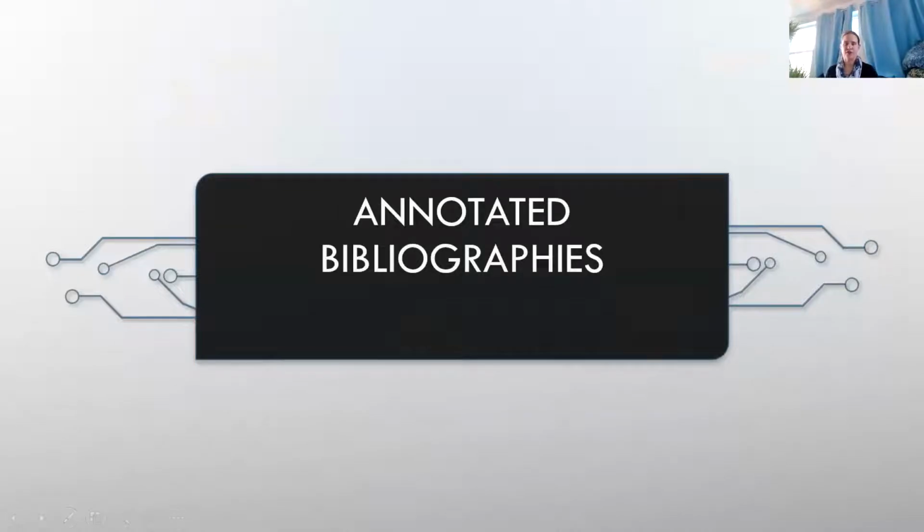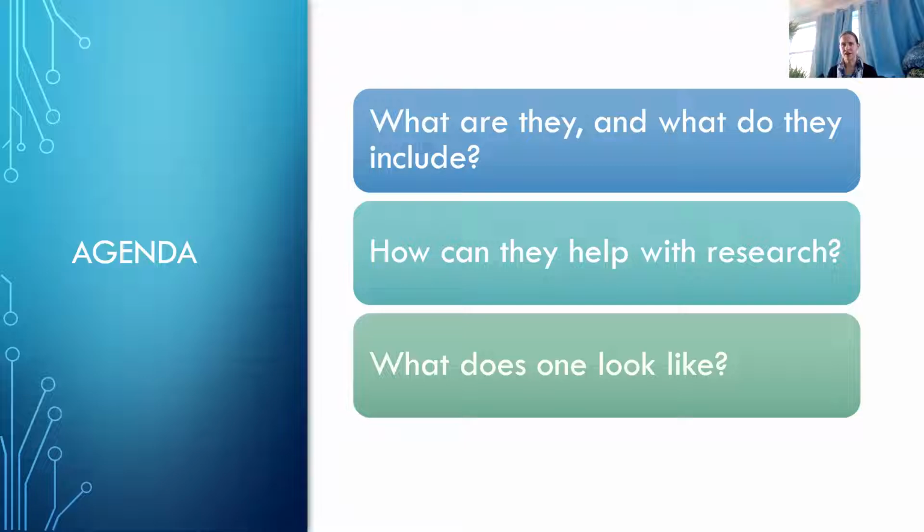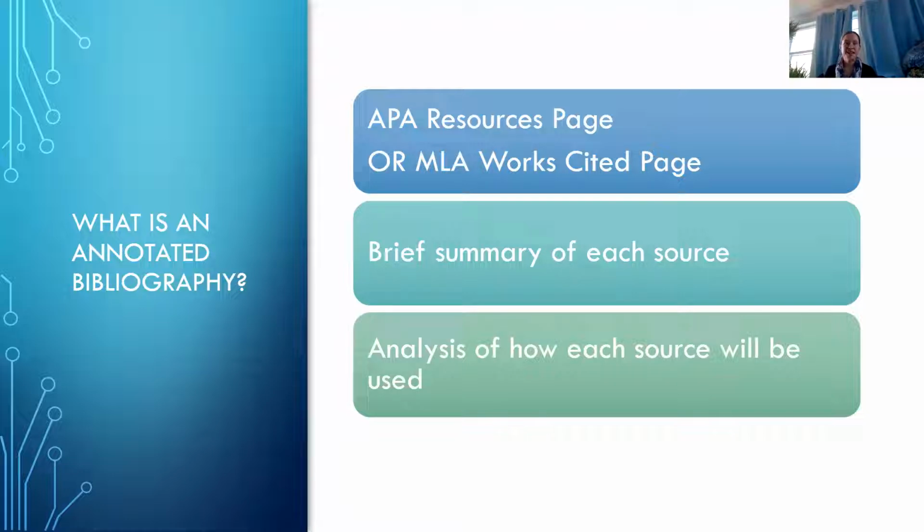So, annotated bibliographies. With this one, you're going to learn what they are and what they include, how they can help with research, and what one looks like. What is an annotated bibliography? Well, it's either an APA resources page or an MLA Works Cited page. And in addition to that, it includes a brief summary of each individual source. And depending on what your professor wants, it might also include an analysis of how that source is going to be used in your paper.